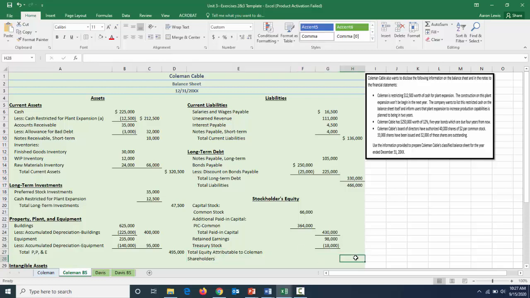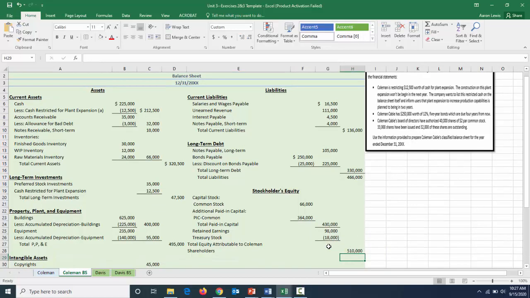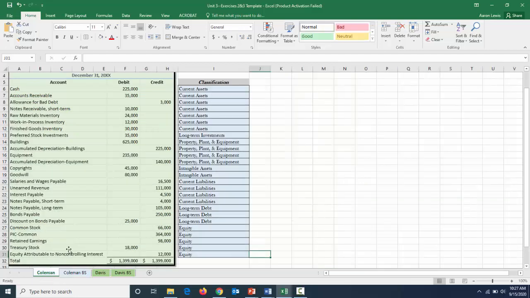And that amount is going to be equal to the sum of those three different types of equity we just had right there. That is $510,000. That is the value of our business for our stockholders. But they're not the only people that have a stake in our business, because if we go back to our information, we see that we have equity attributable to the non-controlling interest.